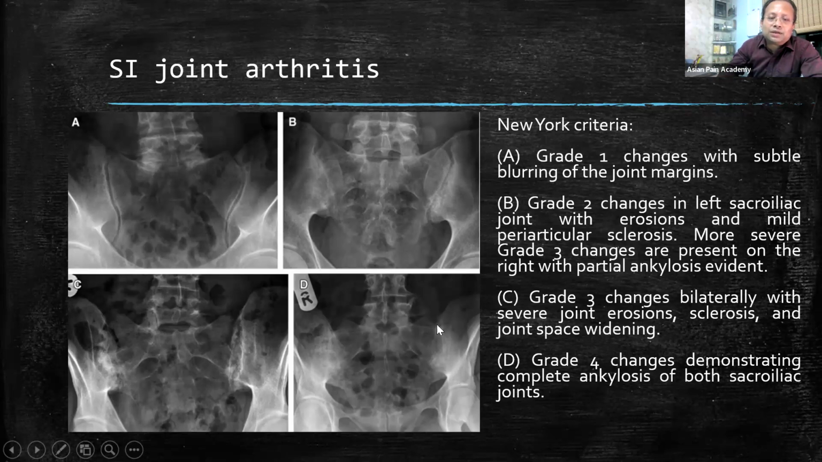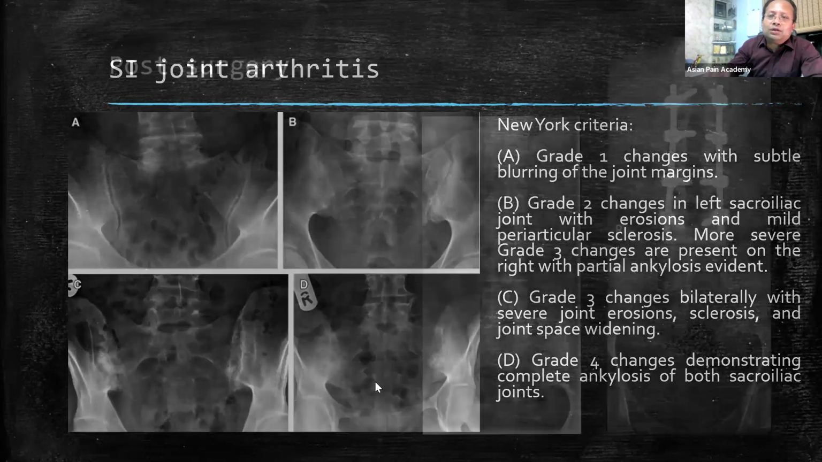This one is completely ankylosed. You cannot see a joint line. Actually, this one is also not normal. This one is actually normal. This one is grade 1, subtle blurring. This one is normal. And this is grade 2, grade 3, grade 4.